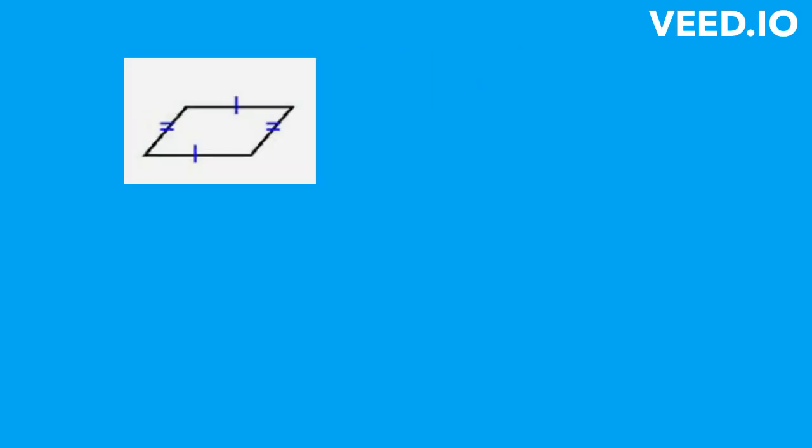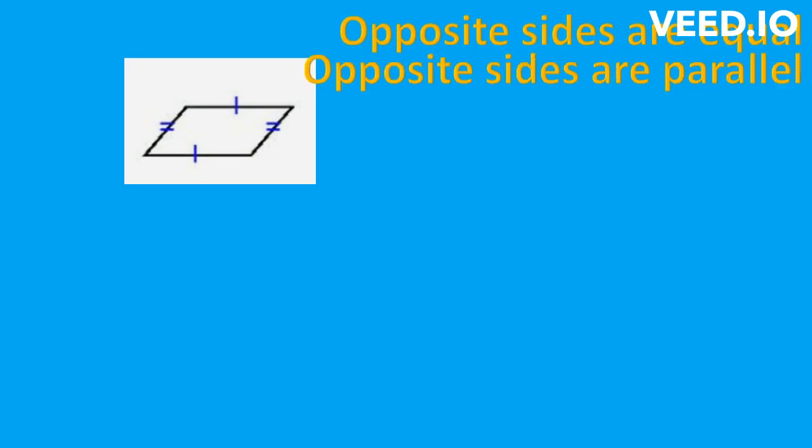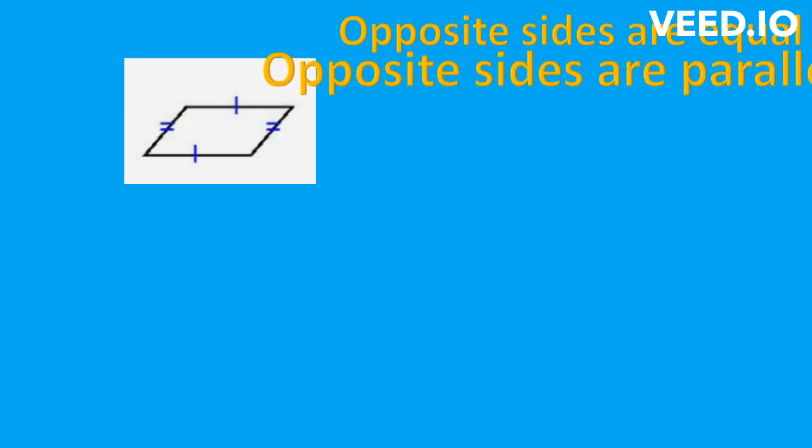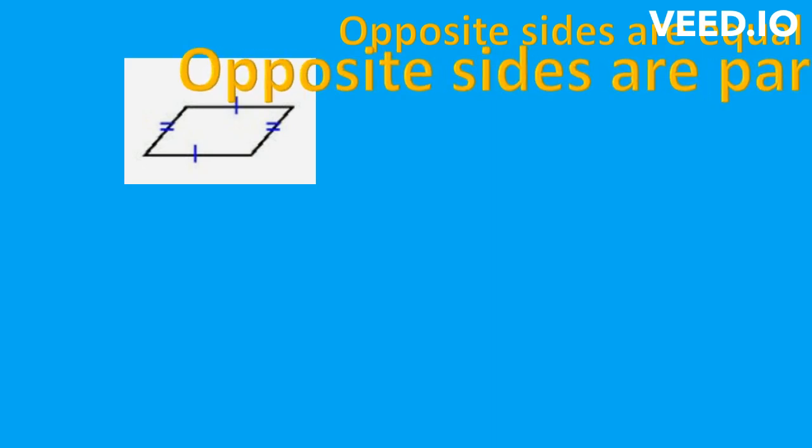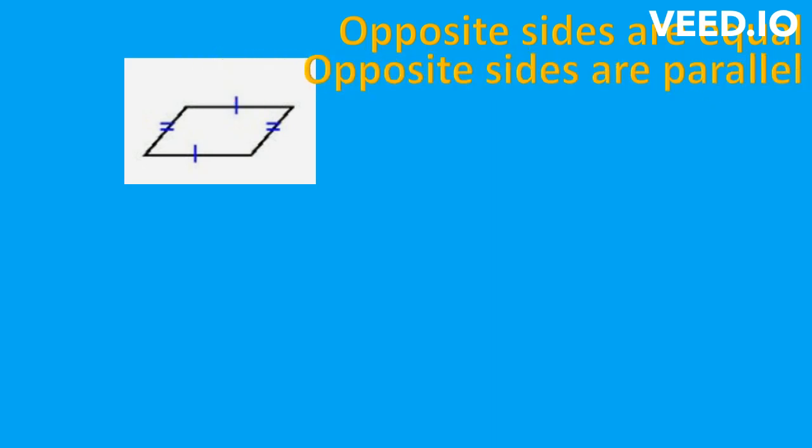Let's do some practice today on identifying quadrilaterals. So we have a question here. What quadrilateral is this? The opposite sides, if you see, are equal. And also the opposite sides are parallel to one another. So is it a parallelogram? Yes, it is a parallelogram.